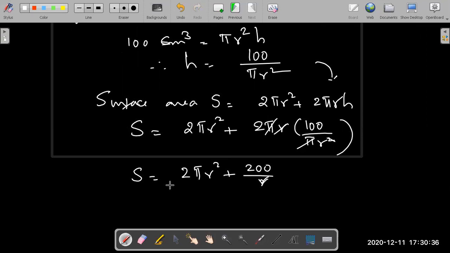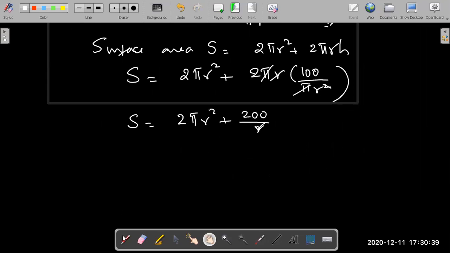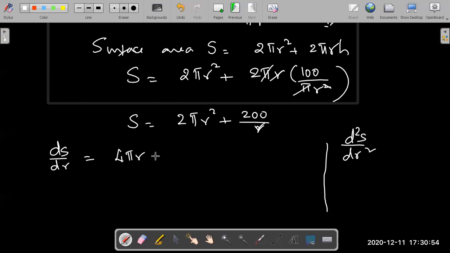So we need to find dS/dr and then d²S/dr². So I'll keep the thing here for d²S/dr². First one is dS/dr. Differentiating, you get 4πr. That part is easy. For this, 200 into minus 1 by r². Or 1 by r, differentiation is minus 1 by r². So you've got 4πr minus 200 by r².